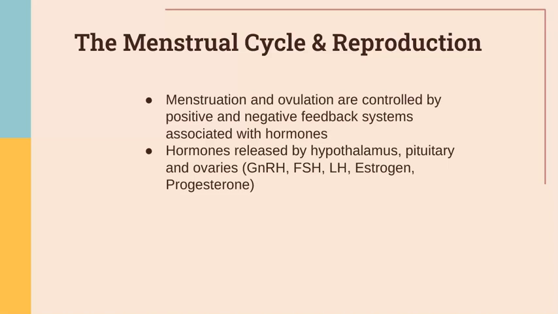So the menstrual cycle and reproduction obviously is the most important part of this class because we need it to happen. Menstruation and ovulation are controlled by positive and negative feedback systems associated with hormones. So you'll need to know and understand the hormones that are released by the hypothalamus, the pituitary, and the ovaries, specifically follicle stimulating hormone, luteinizing hormone, estrogen, and progesterone. So we have hormones of reproduction, and then we have placental hormones that take over once a pregnancy happens, that we'll talk about in our slide deck tomorrow.